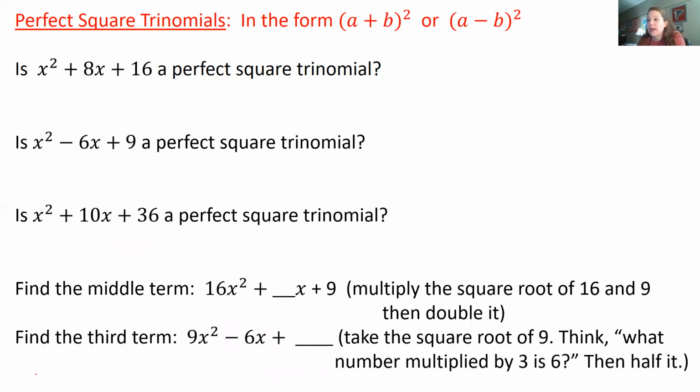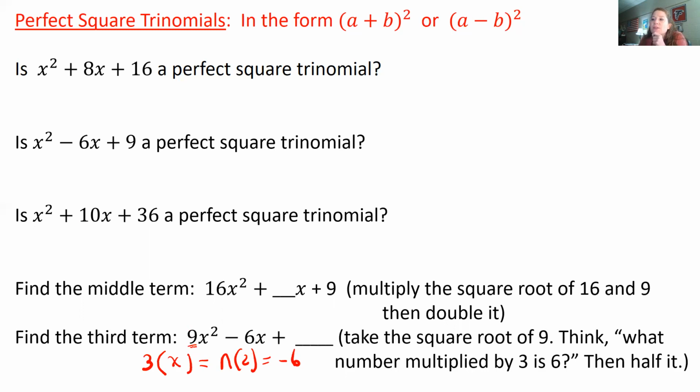Okay. All right. What about if we're missing the last term? Well, normally we would have taken the square root of 9 times the square root of this number, whatever that would be. And then when we get our answer and double it, we would have to get -6. So some number times 2 equals -6. Well, what number times 2 is -6? It has to be -3, right?